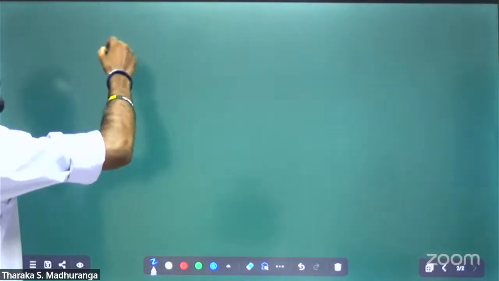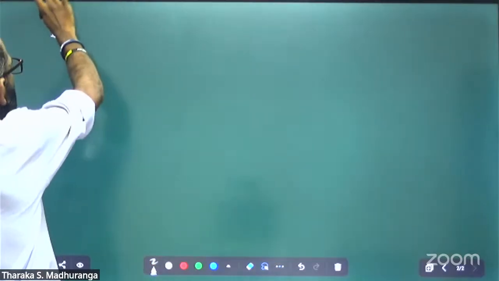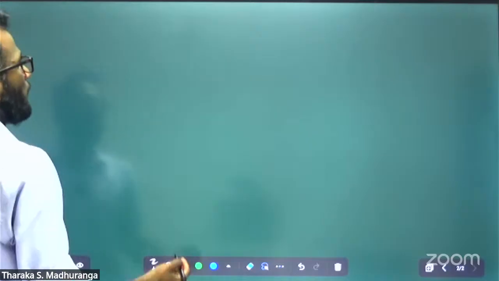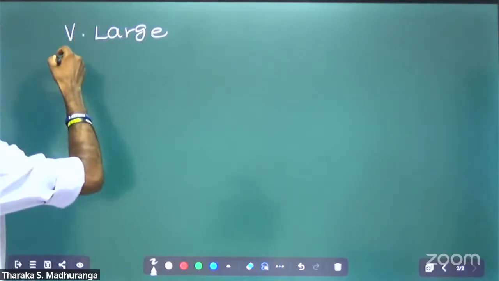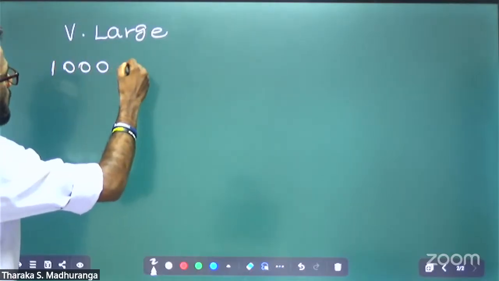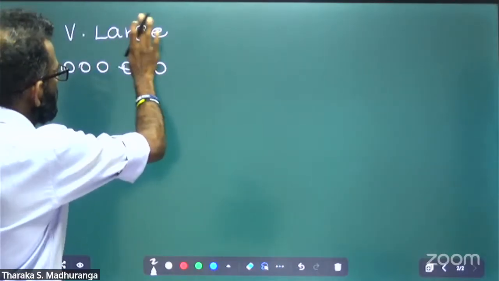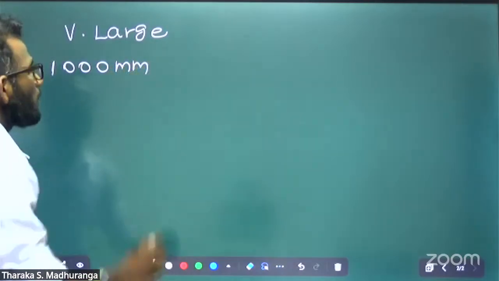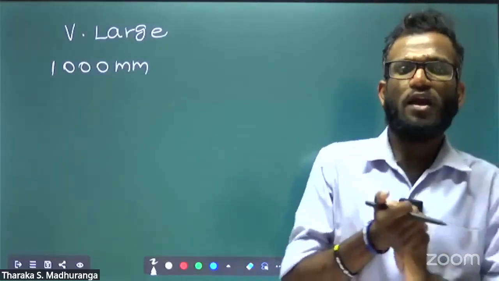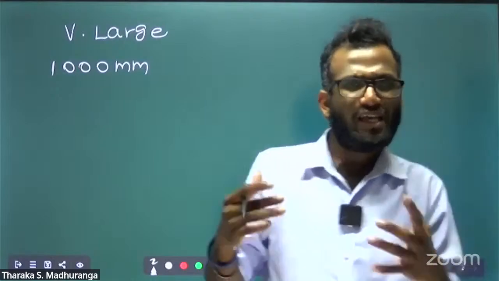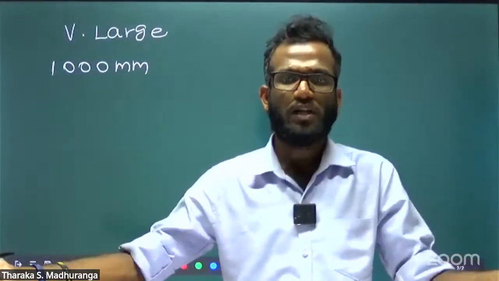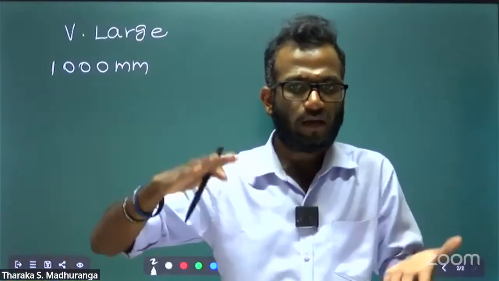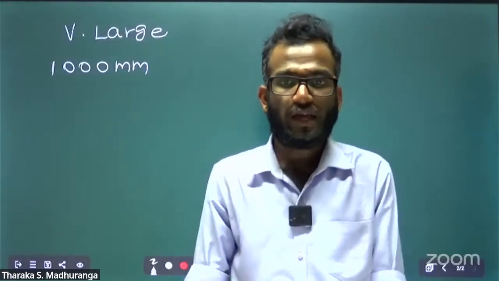think you have a very large measurement, very large measurement, like 1,000 millimeter. Now, is it easy to understand? If anyone says the length of this table is 1,000 millimeter, or the length of this book is 1,000 millimeter, can you understand this quantity? It is difficult, no?